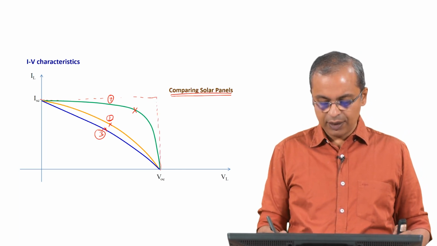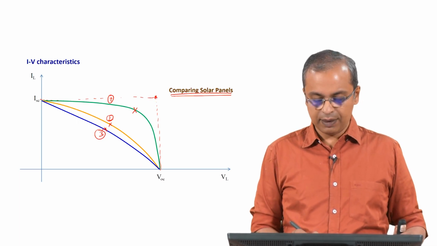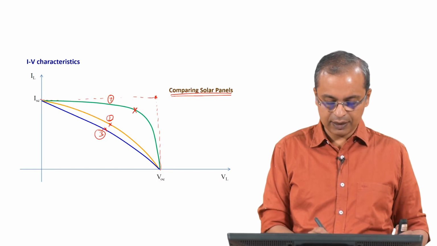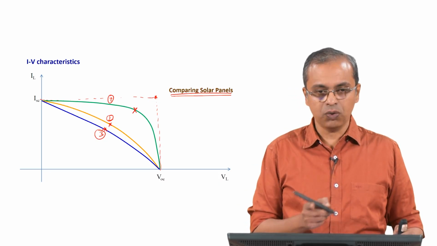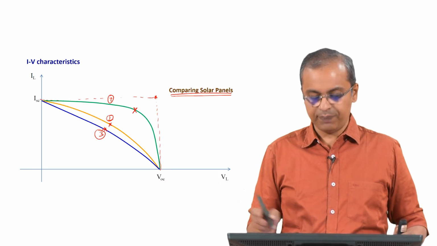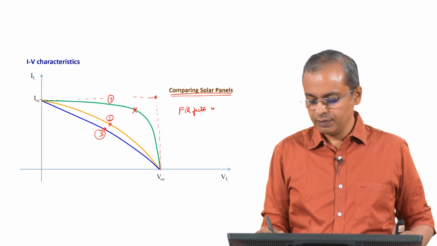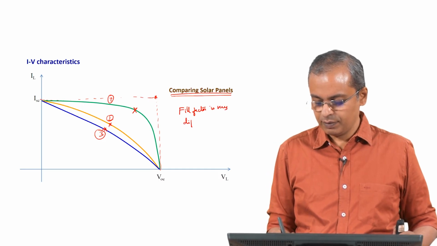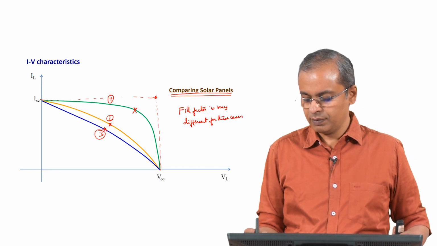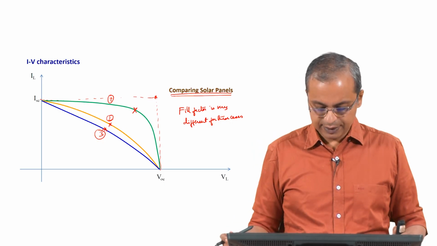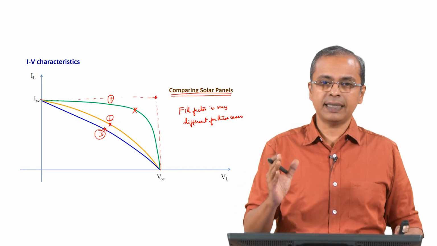So, in all these cases the denominator is a product corresponding to the coordinates of this point, and the numerator is here for this, here for this, and here for this. Okay. So the numerator can be dramatically less as you go from 1 to 2 to 3, while the denominator is the same. So the fill factor is totally different. Okay. So the fill factor is very different for these cases.